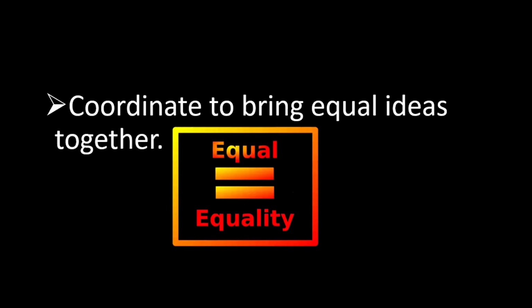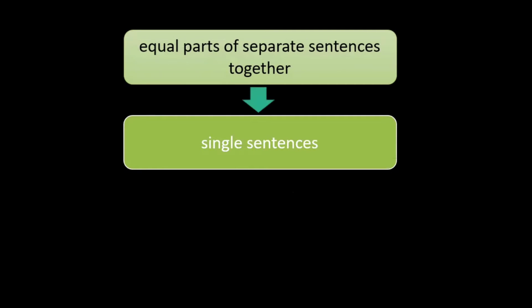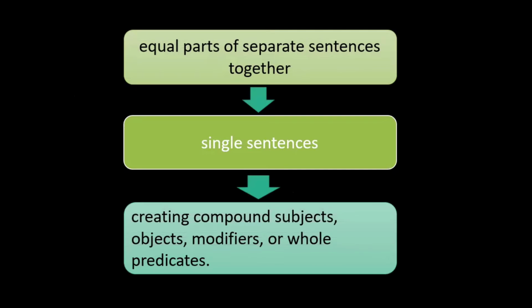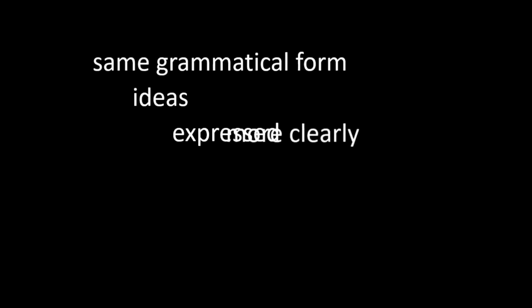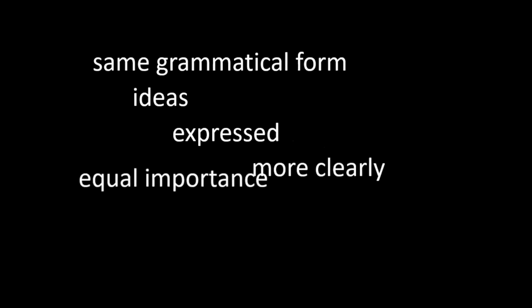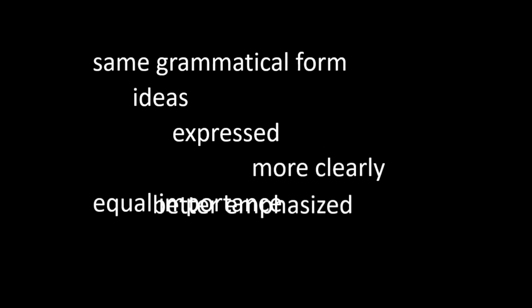Coordinate to bring equal ideas together. Coordination allows you to bring equal parts of separate sentences together into single sentences by creating compound subjects, objects, modifiers, or whole predicates. By connecting them and putting them in same grammatical form, the ideas can be expressed more clearly and their equal importance is better emphasized.